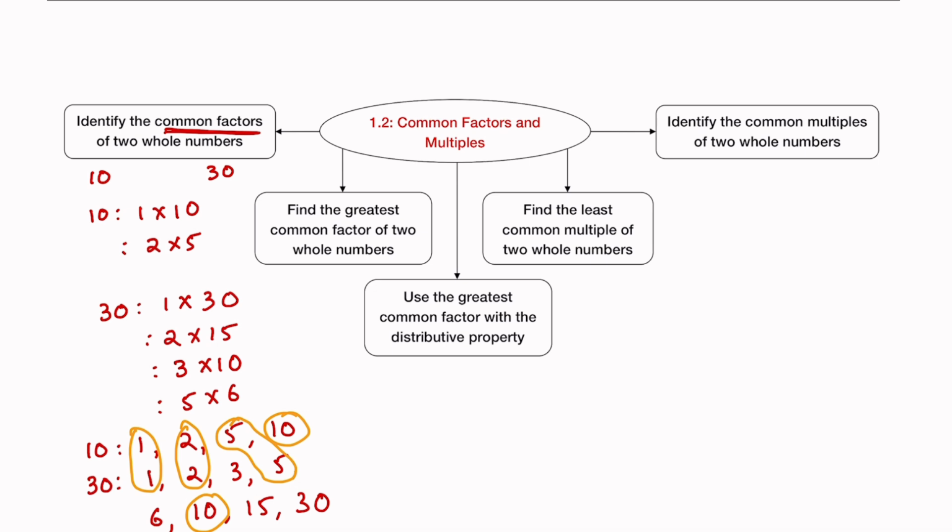Let's see the next one, which is find the greatest common factor of two whole numbers. You have to find the greatest. Now here, these are common factors. What are we finding? What's the difference? These are common factors. This is the greatest common factor. Did you guess what it's going to be? Look at the common factors here. Which one is the greatest? 10, right? So that's what we have to do.